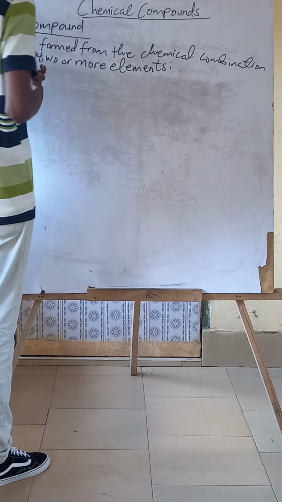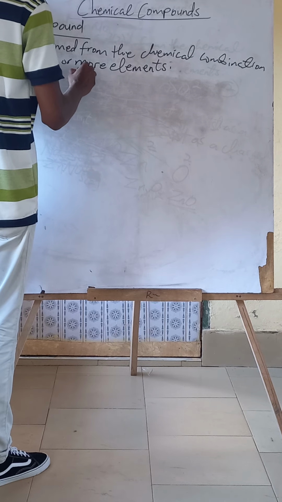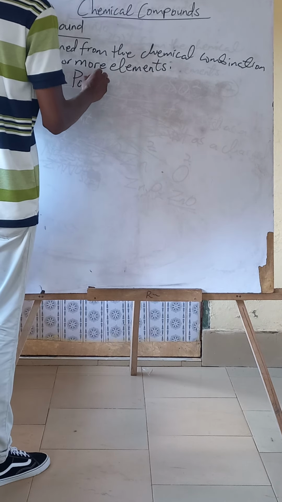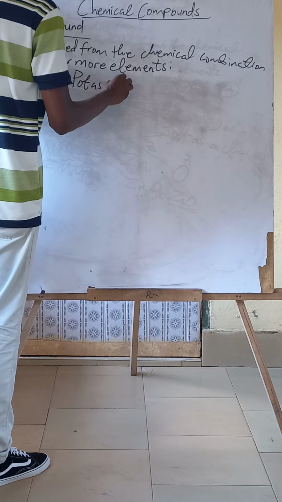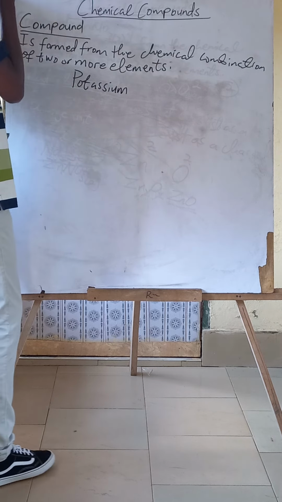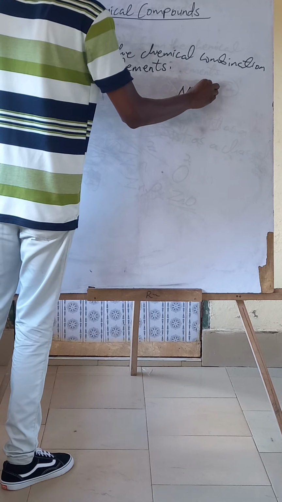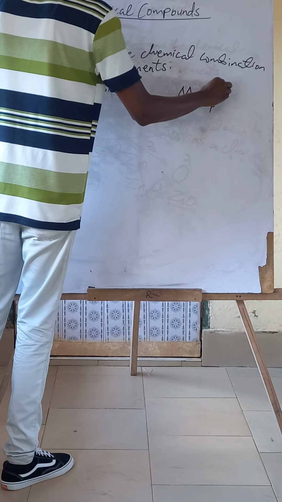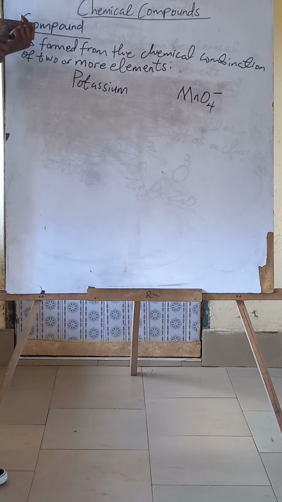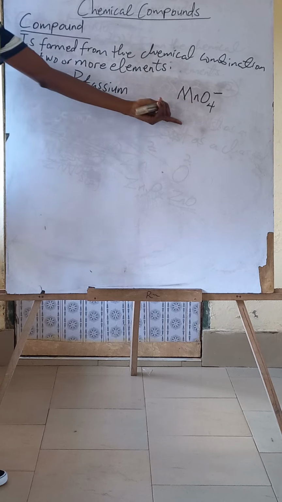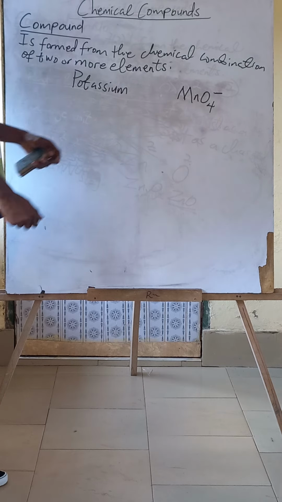You have an element like potassium, and you have tetroxomanganate ion, MnO4 minus. As I've said, in this tutorial, I'm not going to teach you how to name compounds. That one will be in another tutorial. So this is called tetroxomanganate ion.